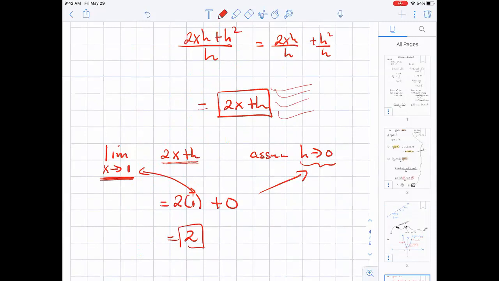Questions? Professor, sorry, I missed it. Why do we assume that h is 0? You will learn that in the next chapter in calculus. I gave you that. I'm telling you, assume h goes to 0.